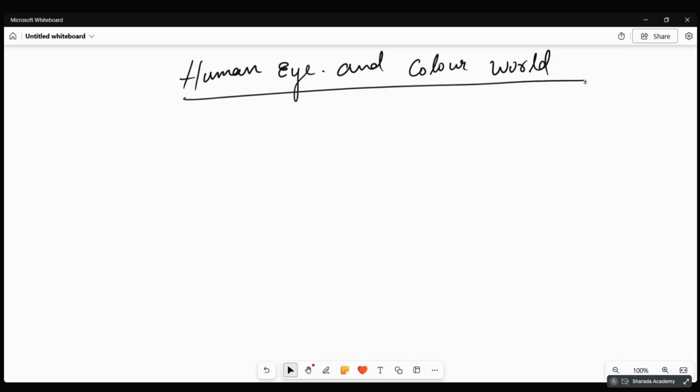So human eye and colorful world. Okay, we'll start. Last one. Again, I'll try tomorrow. I think D. I have to take some dip on that. I will do that on both the sides. I have to take. Okay, we'll start with the human eye and colorful world.